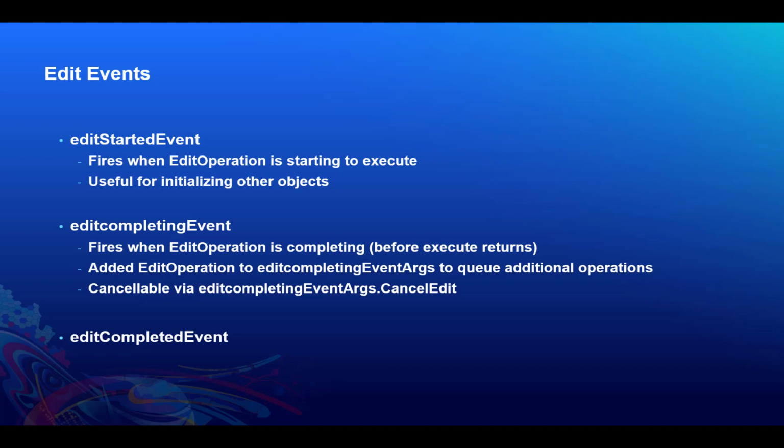What this allows you to do is take that edit operation and add additional edits by supplying it with more methods. As an example, say you're creating a feature and you want to write out to a different table, you could do it during this event. Now the event is also cancelable just by the cancel edit, and the whole edit will stop at that point.